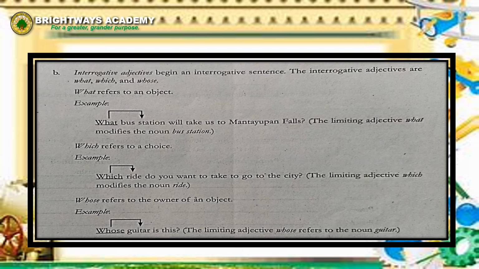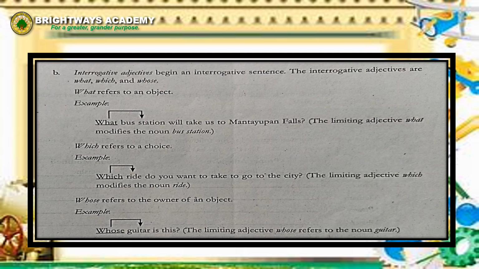So, this is the question. So, what modifies the noun bus station? So, what bus station will take us to Mantayupan Falls? Another one. Okay, which. Which refers to a choice. So, when we choose which, it refers to a choice. When we say what, it refers to an object.